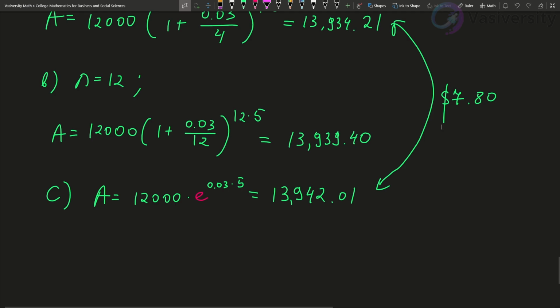Next time we're going to be talking about logarithms, which is the inverse of the exponential function. See you soon next time.